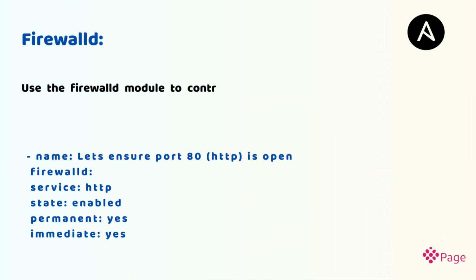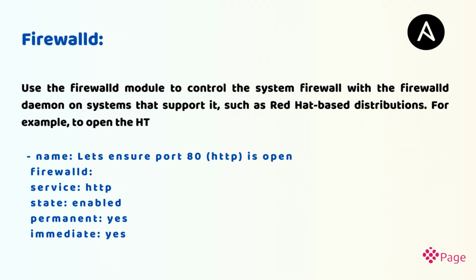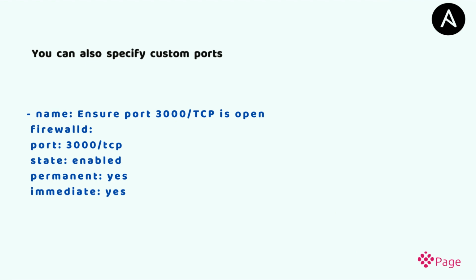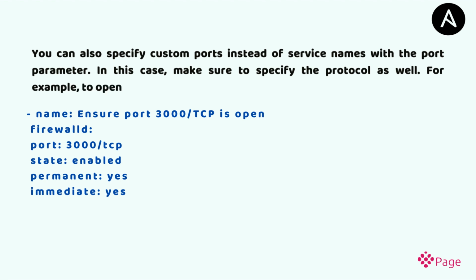Firewalld. Use the firewalld module to control the system firewall with the firewalld daemon on systems that support it, such as Red Hat-based distributions. For example, to open the HTTP service on port 80, use it like this. You can also specify custom ports instead of service names with the port parameter. In this case, make sure to specify the protocol as well. For example, to open TCP port 3000, use this.